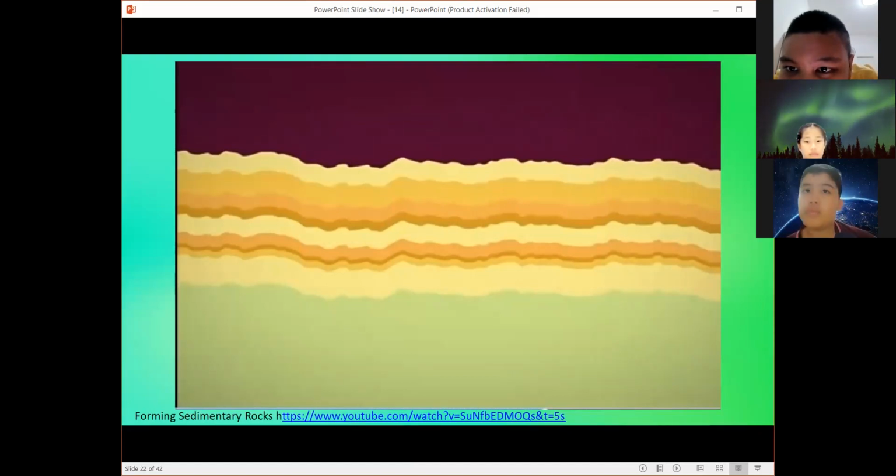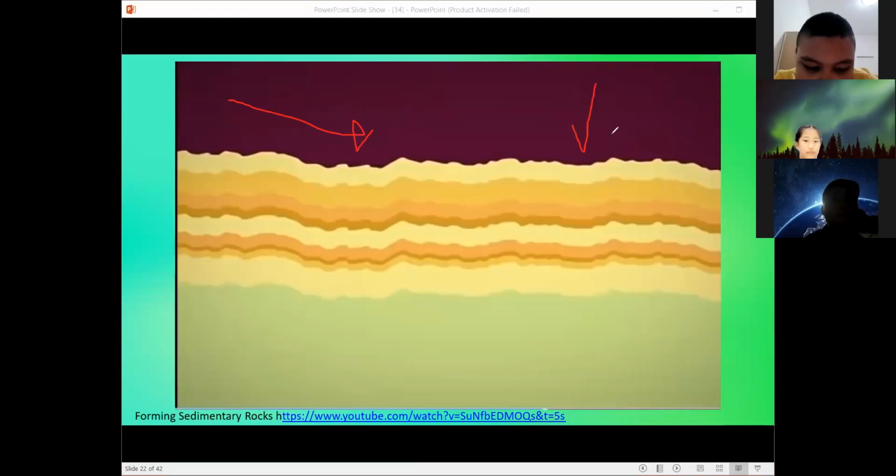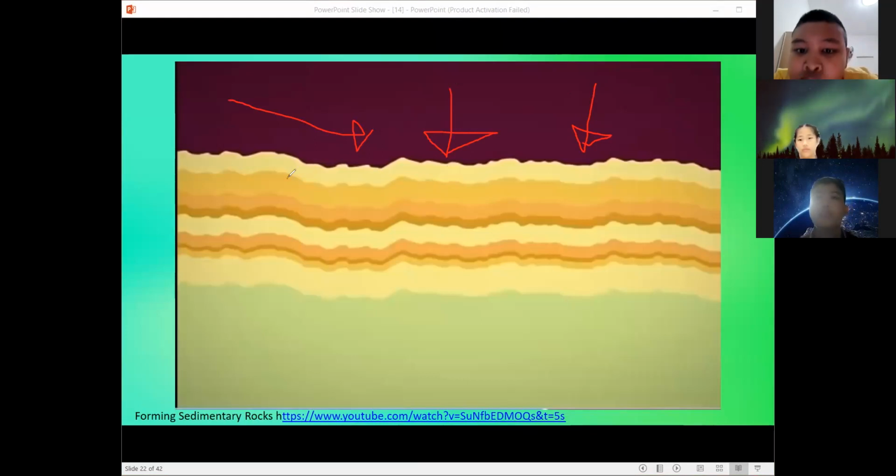And what happens is that if there will be some sediments added on top of these layers, what will happen? This one will compact. It will become compact all the way from there.